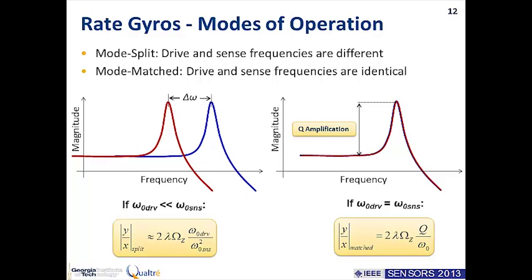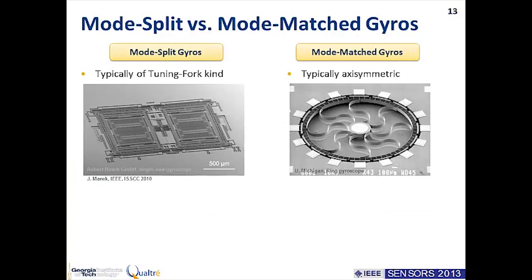Now, going back to what I was describing, in general, but not necessarily, most mode-split gyroscopes are of the tuning fork kind. Mode-matched gyroscopes are typically axis-symmetric types of devices, but again, this doesn't mean that you can't operate a tuning fork gyroscope as a mode-matched gyro, or an axis-symmetric gyro as a mode-split device.